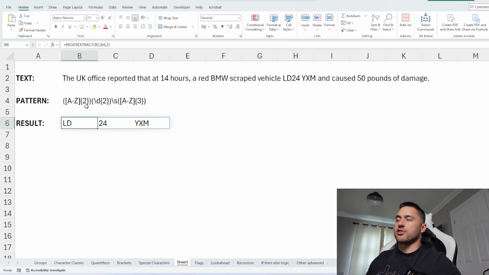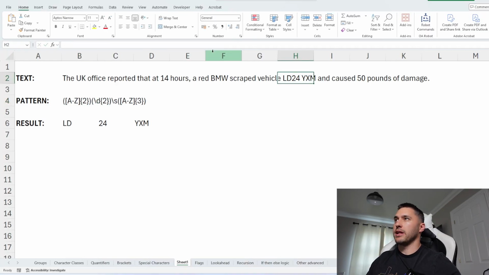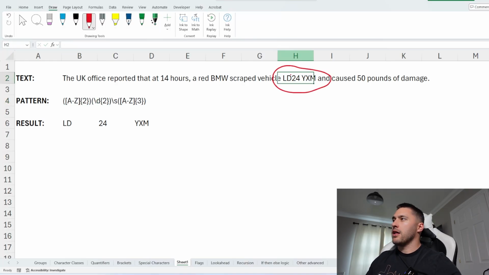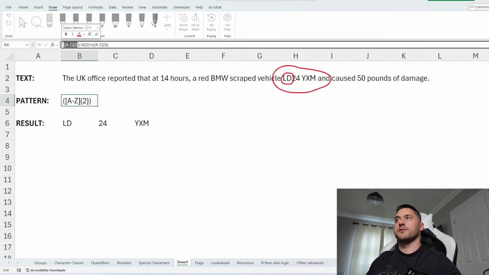Now, what's even more interesting is that these capture groups are saved in regex's memory, and that means we can recall them. If I just look at this first capture group, it's matching any 2 uppercase letters as long as they fit into the full pattern, i.e. this license plate. And now that part of the pattern, this LD, is preserved in memory in capture group 1. Capture group 1 is always your first set of brackets, capture group 2 will be your second set of brackets, and so on.